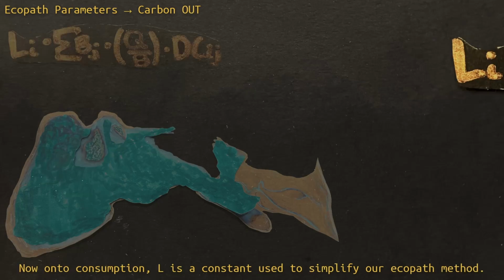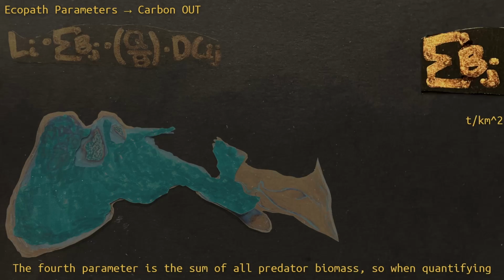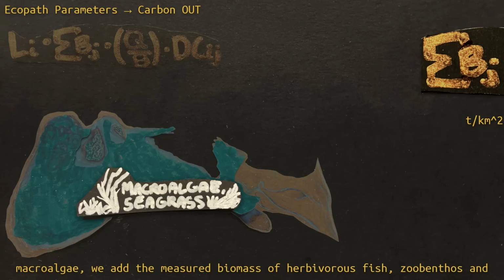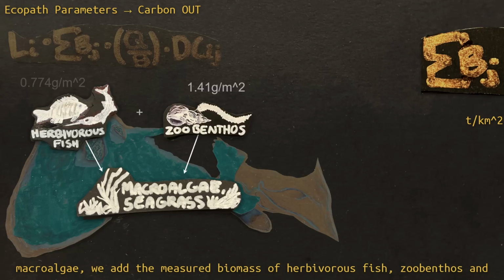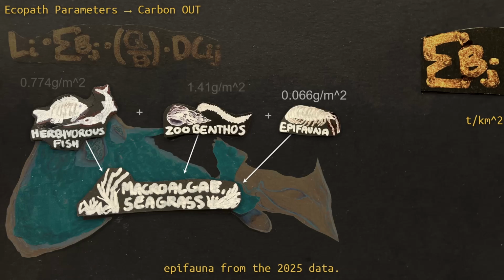Now on to consumption. L is a constant we use to simplify our Ecopath model. The fourth parameter is the sum of all predator biomass. So when quantifying macroalgae as a prey group, we would add the biomass of the herbivorous fish, zoobenthos, and epifauna measured in the 2025 data.